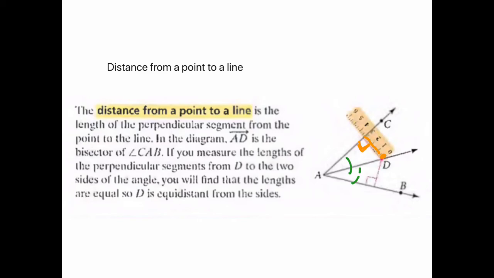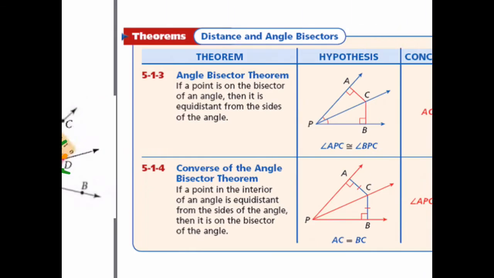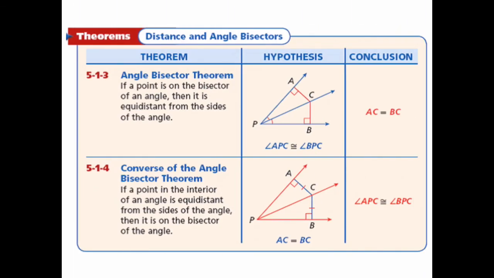And so what that shows us is that from point D, this side here and this side here will also be the same distance. Which leads us to the angle bisector theorem. Up here on the top, it says if a point is on the bisector of an angle, then it is equidistant from the sides of the angle. And that's what we just proved. Notice this angle here and this angle here are the same. So CB is the same as AC.